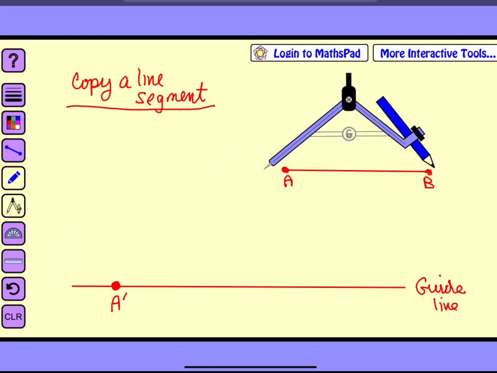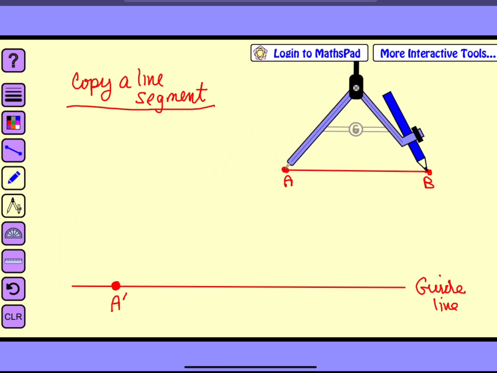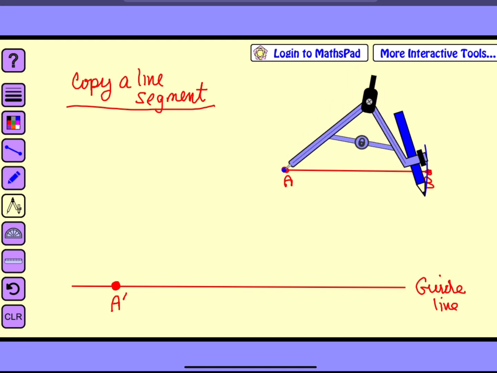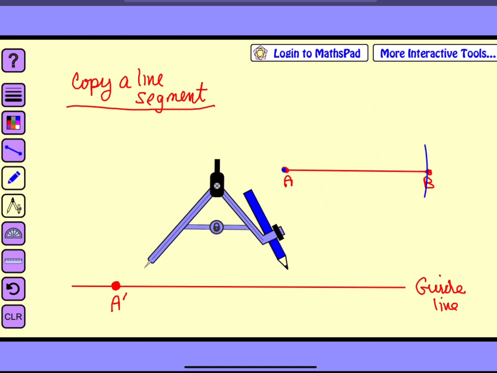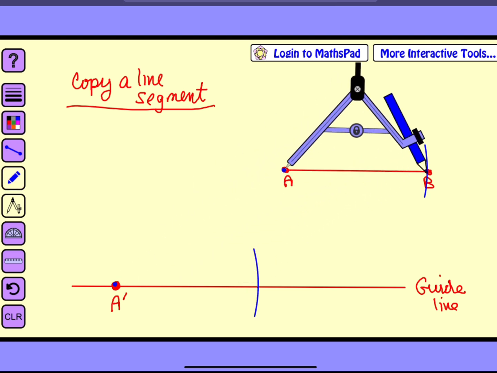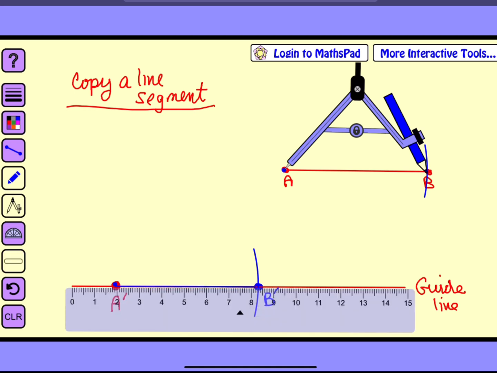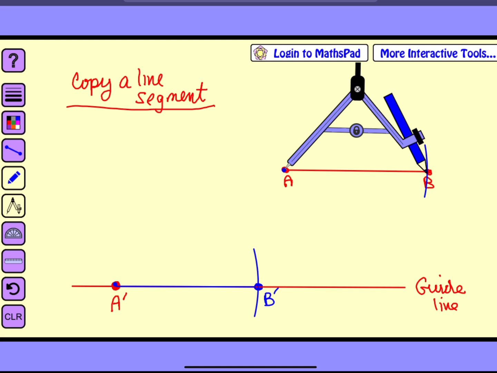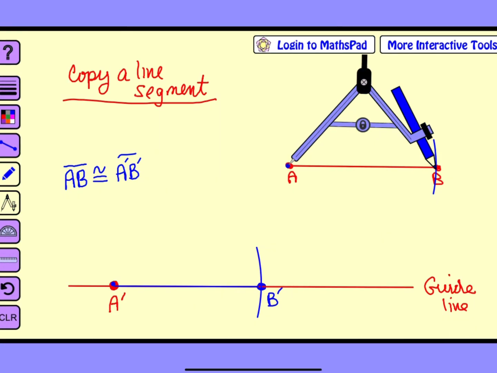Using my compass tool, I am now going to measure the distance between point A and B, or the length of segment AB. Copying that little arc I just made onto my guideline, I now know where B prime lives and I can mark it accordingly. Using my straightedge, connecting A and B prime, I have now copied my line segment AB, and AB prime is congruent to AB. This is the copy a line segment construction.